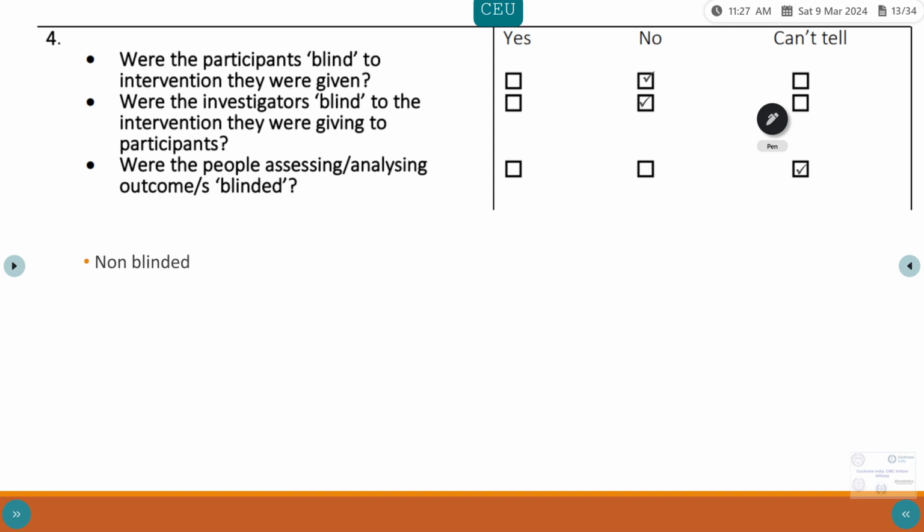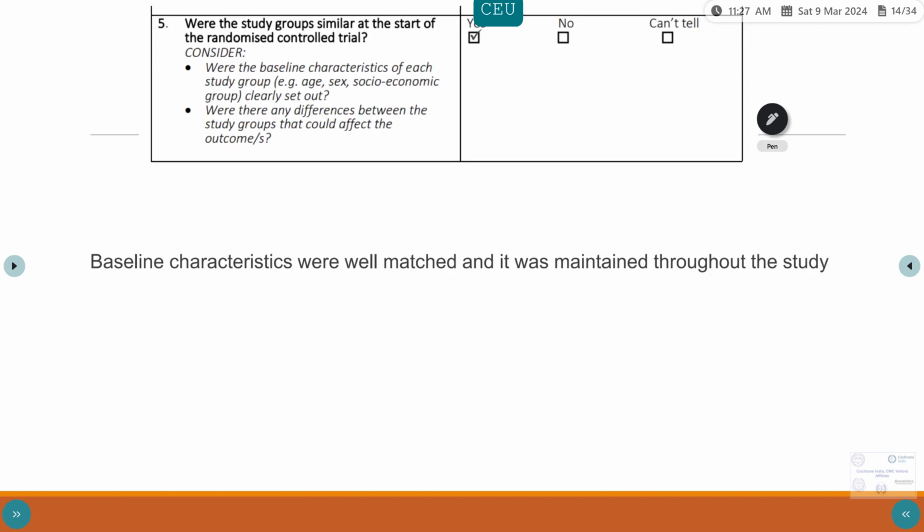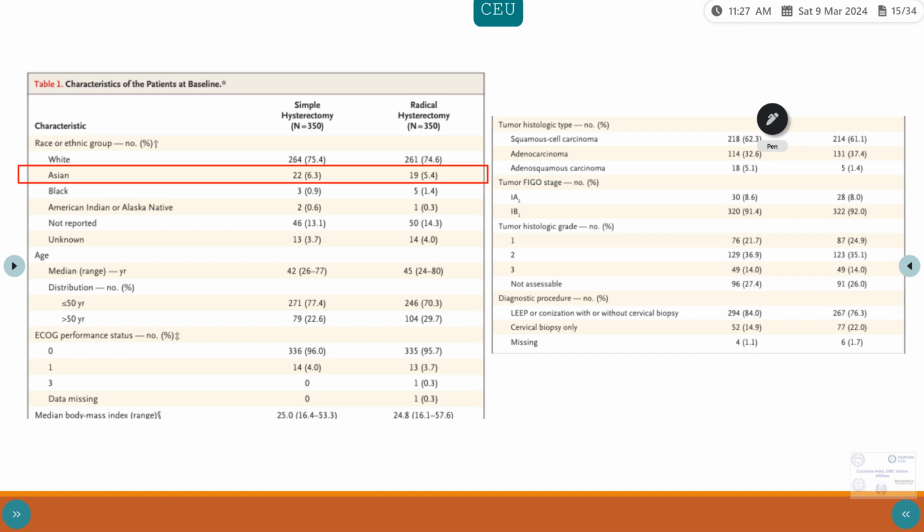So they have included patients across various races, of which 6% in the intervention group and around 5% in the control group were Asians. The mean age of the patients was 42 to 45 years. They all have a fairly good ECOG status at randomization, 96 and 95%. The most common histological type was squamous cell carcinoma, and the histological grade was grade 2. Most of them belong to the 1B class of FIGO staging, part of our inclusion criteria.